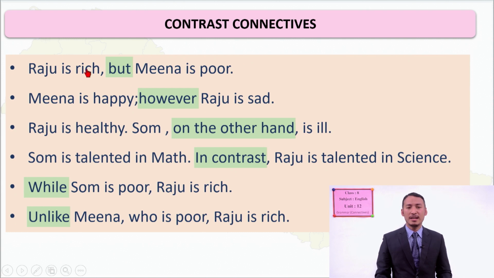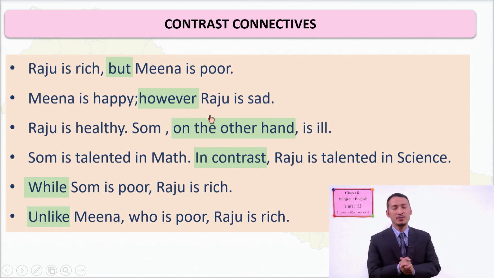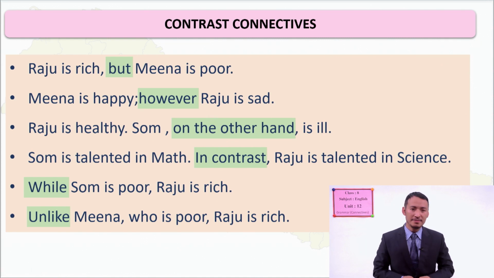Here, Raju is rich, Meena is poor. Here, Meena is happy, Raju is sad. So that's the contrast. That's the difference. We show the difference with the use of contrast connectives. So there are little changes in the way they are used.